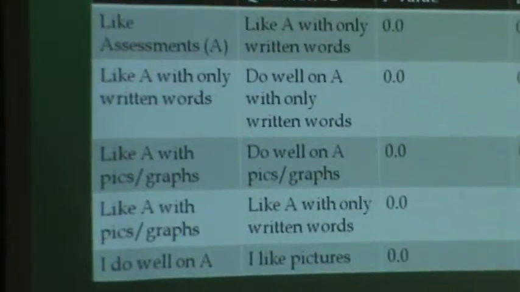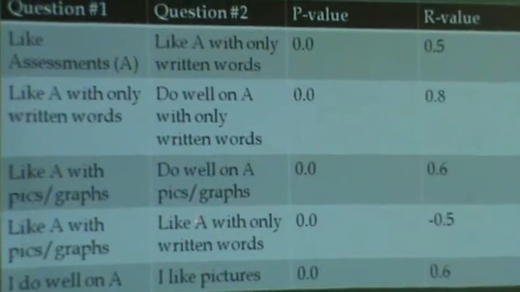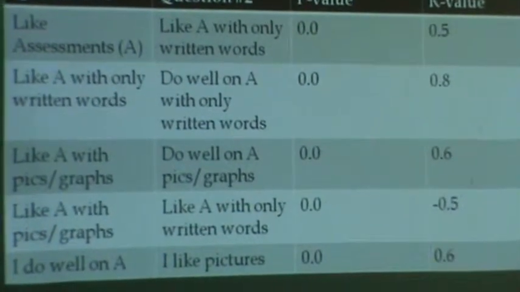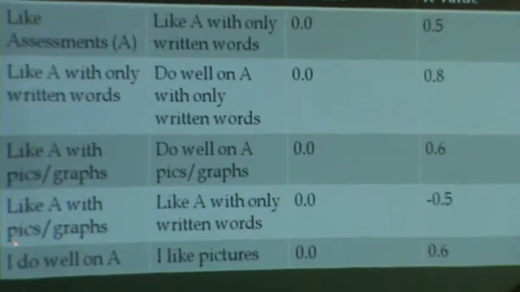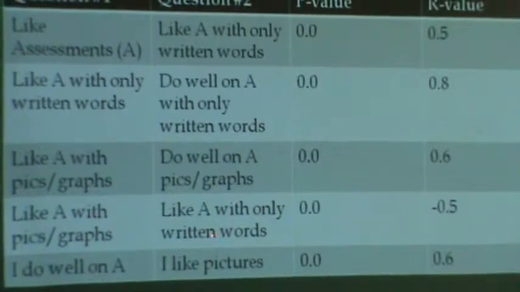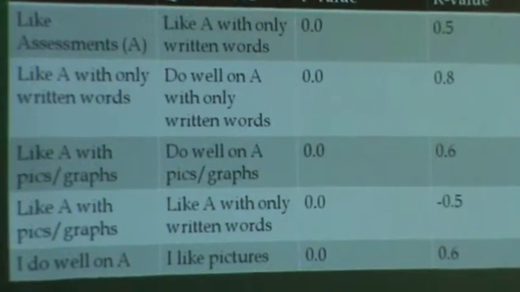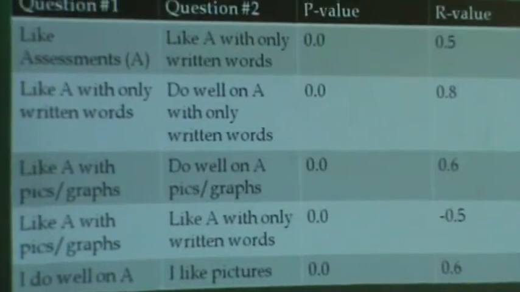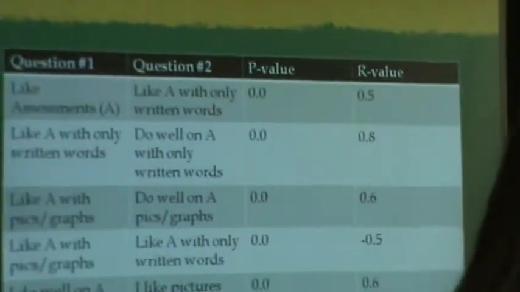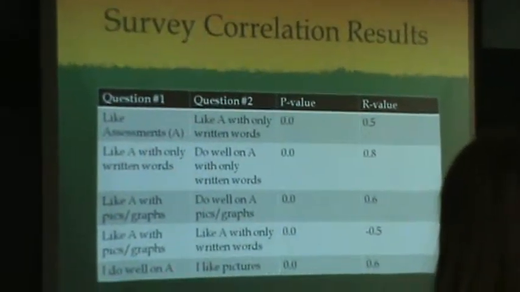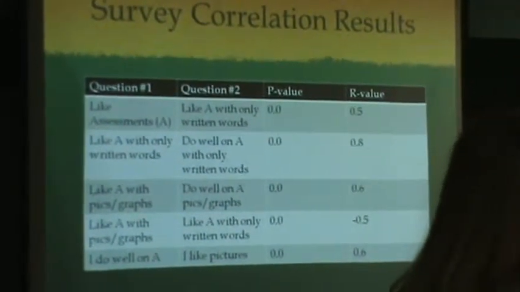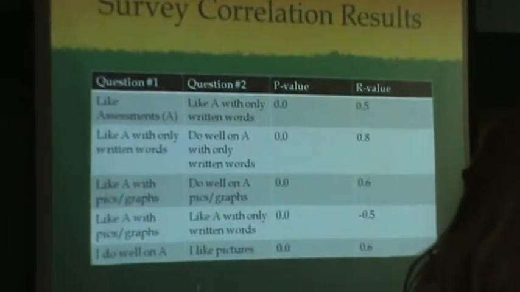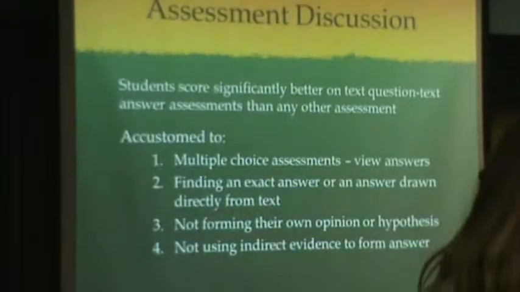Students who liked assessment with the pictures also do well with those. They think that they do well. And this one's kind of interesting. There's a negative correlation between the students who like the pictures and graphs. They don't like the words. And the students who like the words don't like the pictures and graphs. So there's obviously two camps of students, right? Some students do well on assessments. They like pictures. So it's kind of an array of different types of student likes and dislikes.